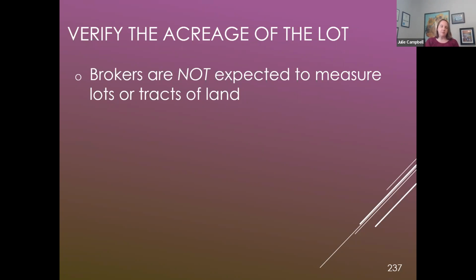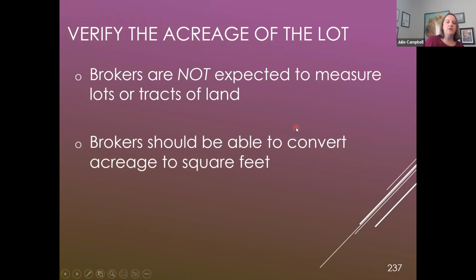Although we're not expected to go out and measure land, that's a good job for an appraiser, we do need to know how to convert square footage to acres and acres to square footage. Who remembers that magic number? What's that magic number that allows me to convert square feet to acres, acres to square feet?